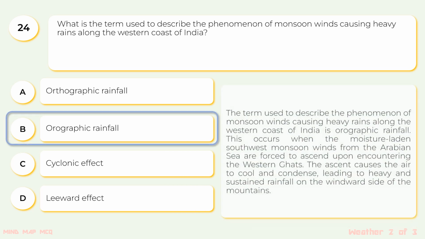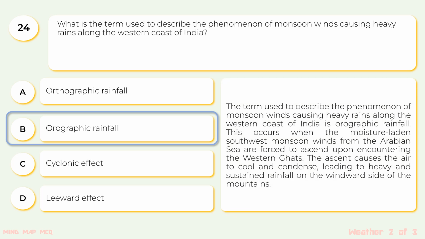Orographic rainfall. The term used to describe the phenomenon of monsoon winds causing heavy rains along the western coast of India is orographic rainfall. This occurs when the moisture-laden southwest monsoon winds from the Arabian Sea are forced to ascend upon encountering the Western Ghats. The ascent causes the air to cool and condense, leading to heavy and sustained rainfall on the windward side of the mountains.